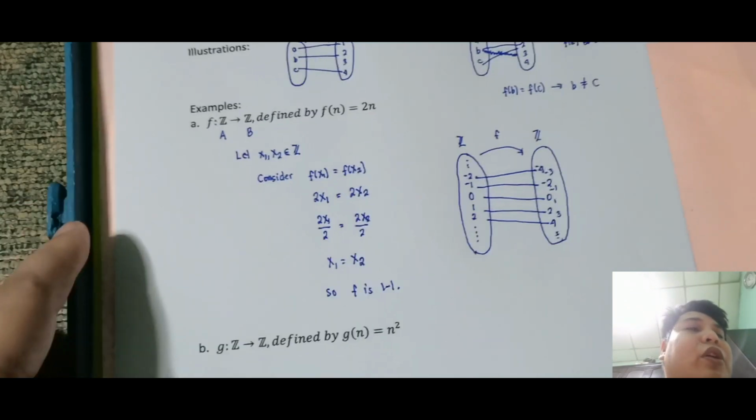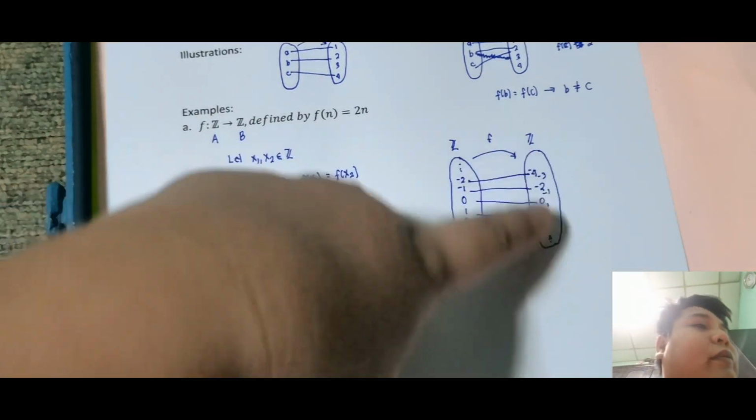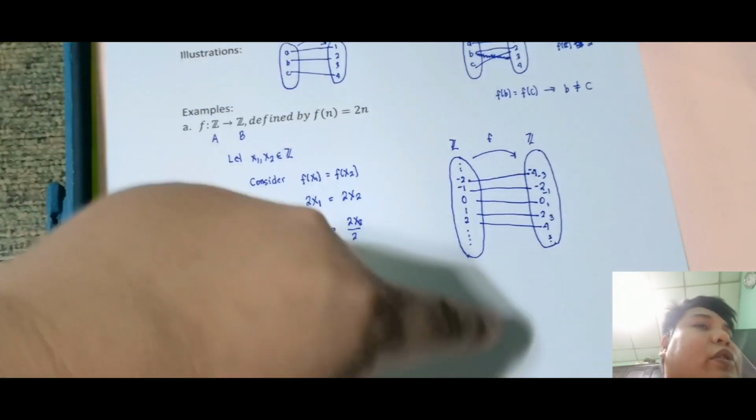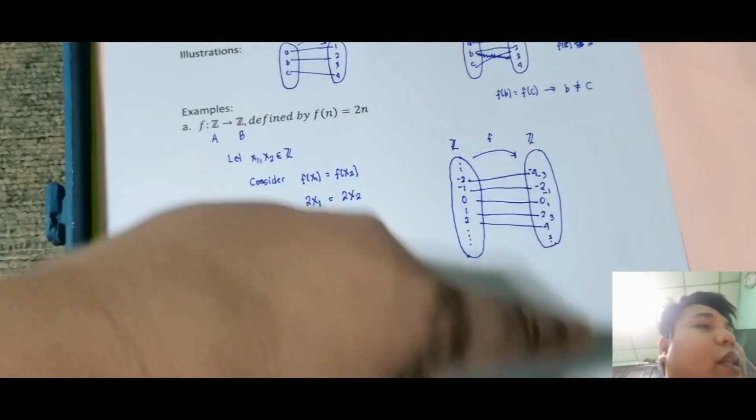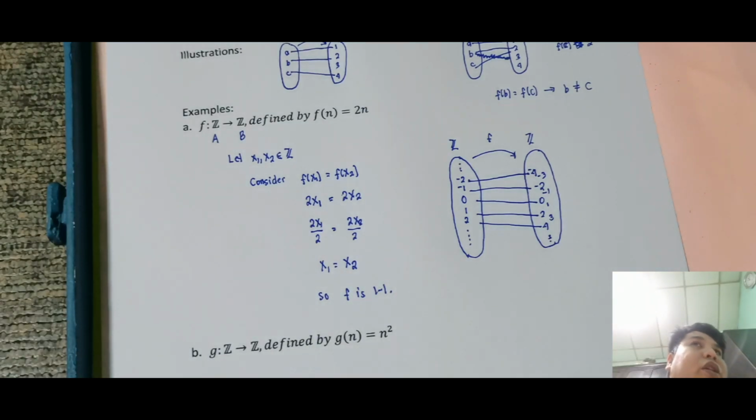So kung napansin mo, yung range of f, ano yung range of f dito? Yung range of f, yung mga even numbers. Yung codomain, yung integers. Yung domain, yung integers. Pero yung range, hindi lahat. Kaya tama yung sinasabi ni sir kanina na yung range of f is laging subset lang ni codomain natin.